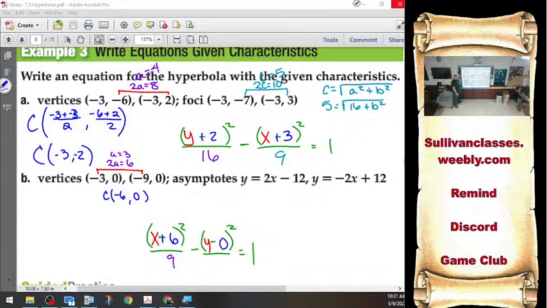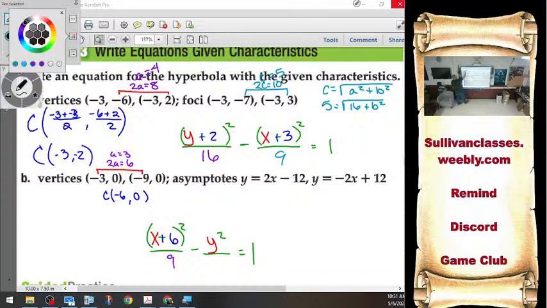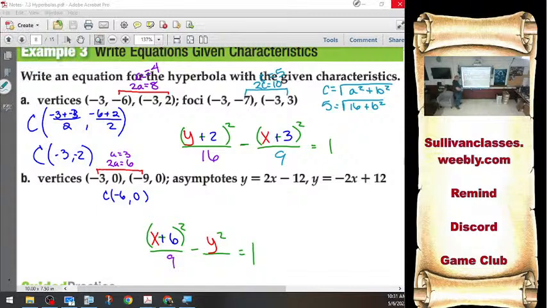What can I do now? How can I clean this up before going on to that? All right, when I say y minus 0 squared, I'm going to come back and clean that up and just call it y squared now. All right, the asymptotes. This part's a little bit different. We've got to be very careful with it.